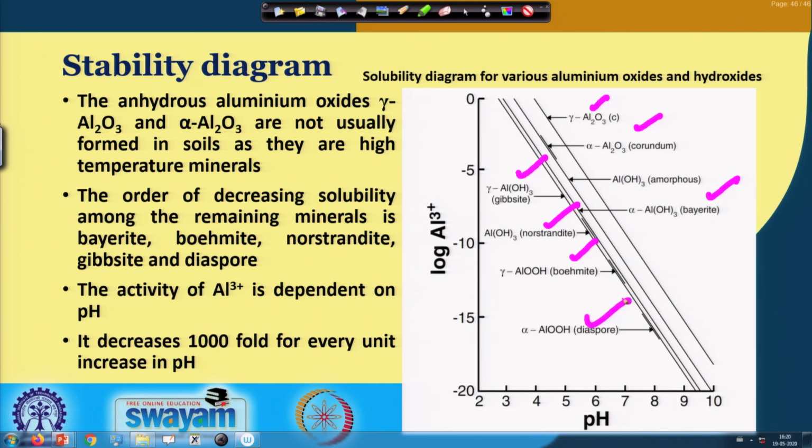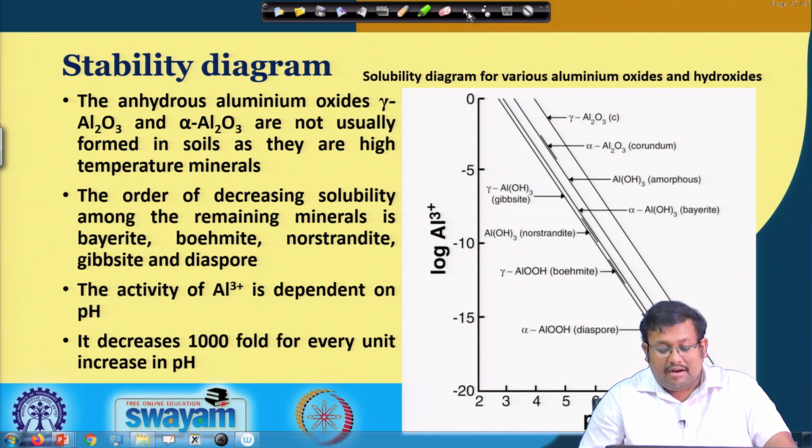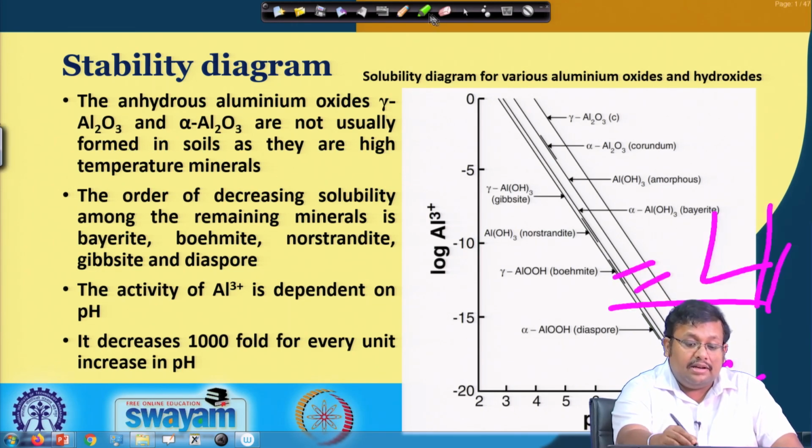So, obviously, the activity of Al3+ is dependent on the pH, and it decreases 1000-fold for every unit increase in pH. As you can see, at every unit increase in pH, the activity of Al3+ decreases 1000-fold. So, using the stability diagram we can see which mineral form is stable at which condition, and we can basically identify the dissolution or solubility of that particular element at that particular pH condition.